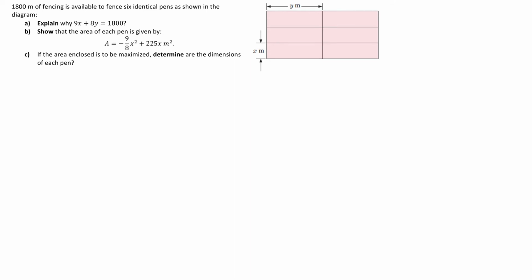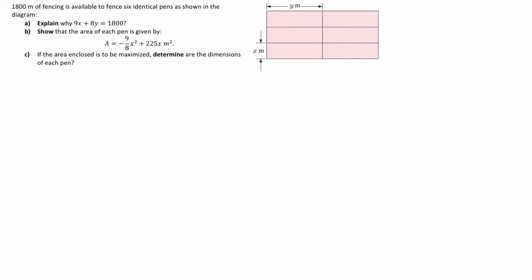Okay, our second example says that we get 1800 meters of fencing that's available to fence 6 identical pens as shown in the diagram. Explain or show or outline why 9x plus 8y is equal to 1800, and then show that the area of each pen is given by this equation, and then find the dimensions of each pen. So looking at this question, first of all, we've got to figure out why 9x plus 8y is equal to 1800. So we know that the total available fencing is 1800.